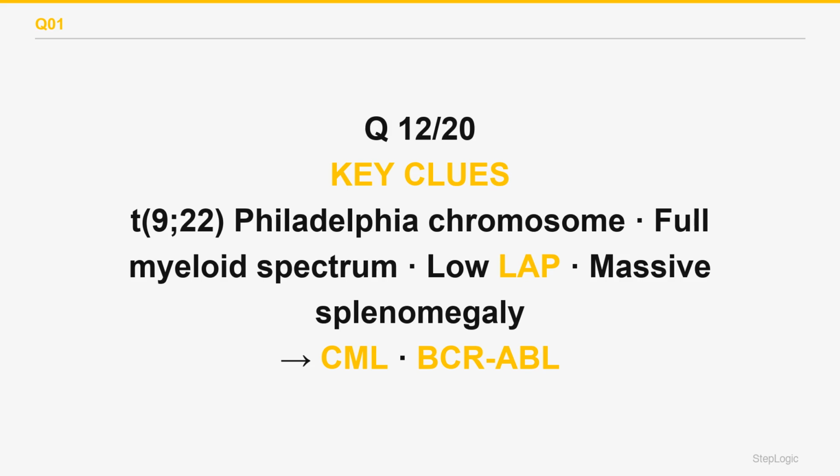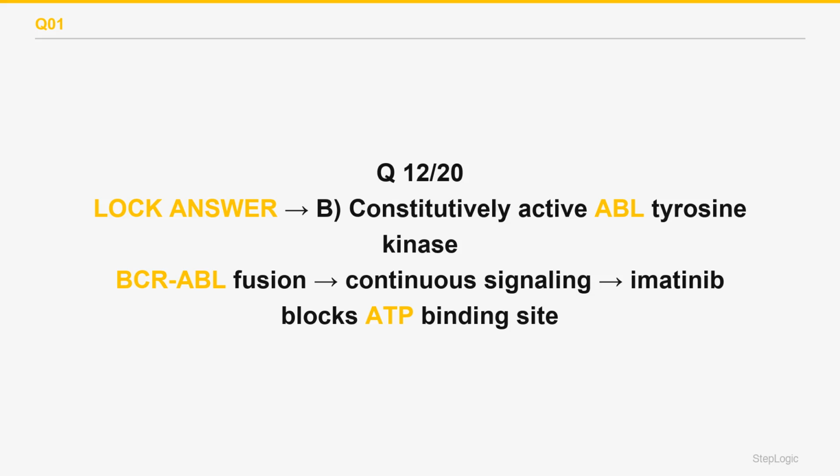Low LAP distinguishes CML from leukemoid reaction, and extreme neutrophilia from infection or stress, where LAP is high because the cells are reactive and metabolically active. The other answer choices, context for rapid elimination: PML-RARA, choice C, is APL, t(15;17). BCL2 overexpression, choice E, is follicular lymphoma, t(14;18). Inversion 16, choice D, is AML M4Eo. RB1 deletion, choice A, is retinoblastoma. Each translocation maps to one disease. Memorize the pairs.